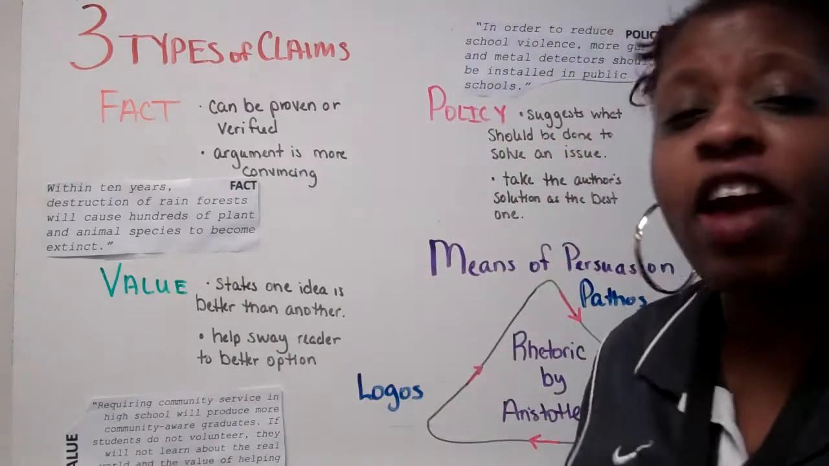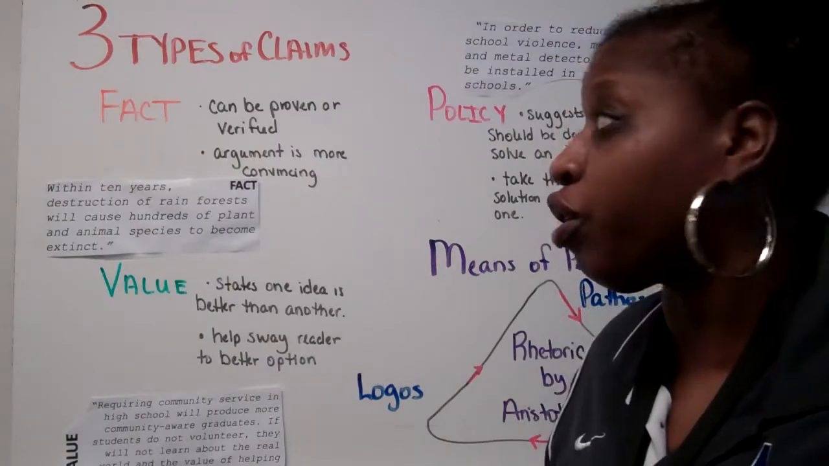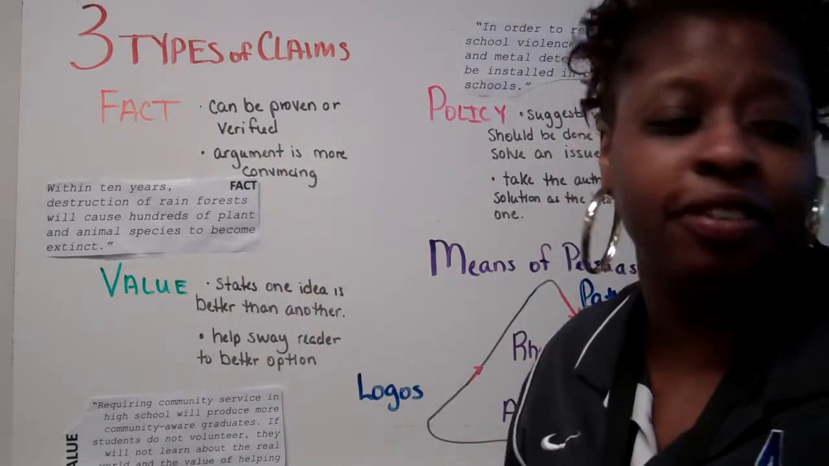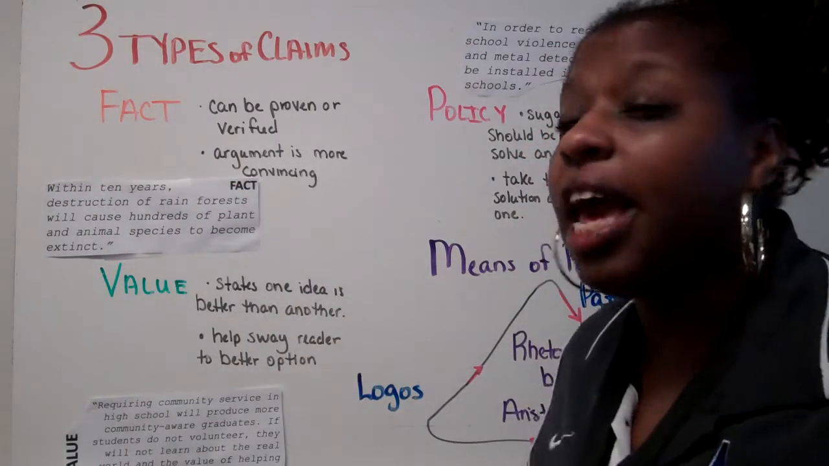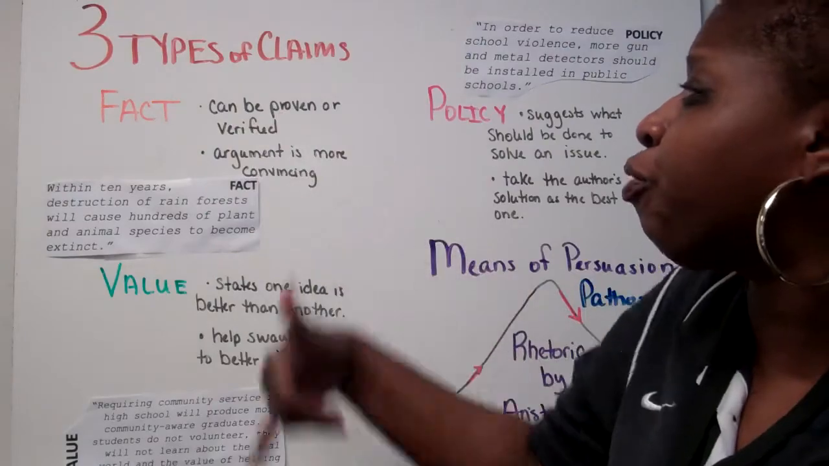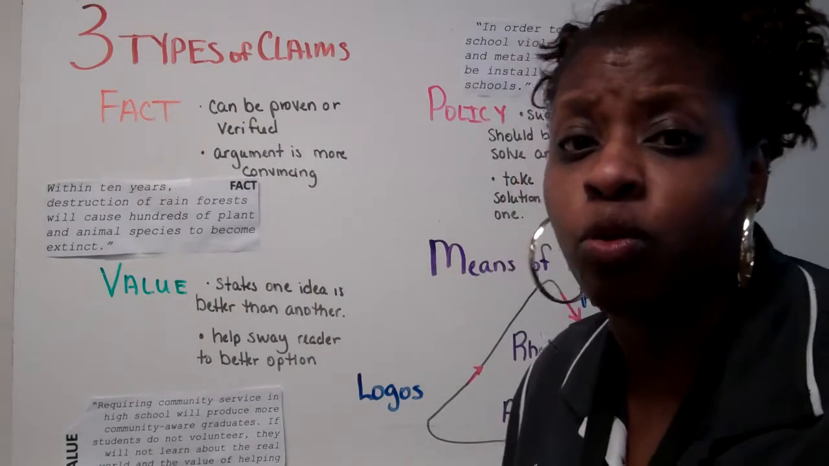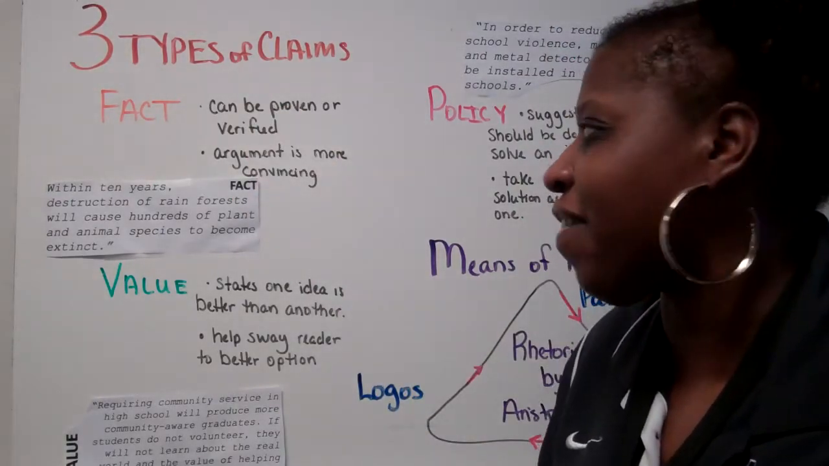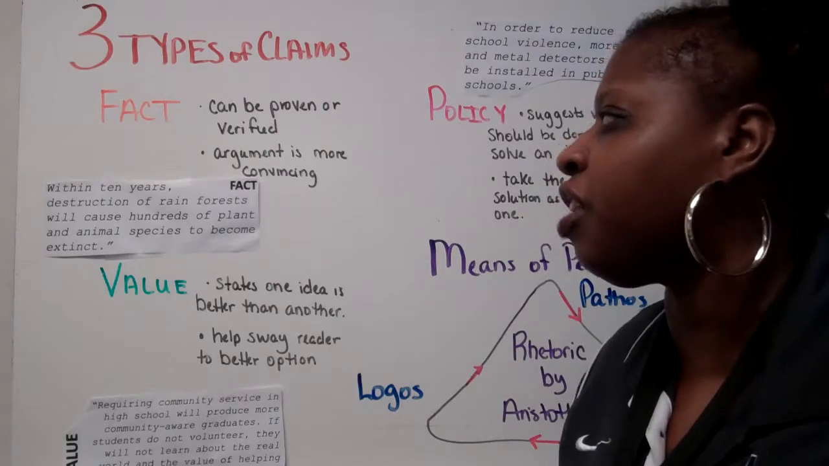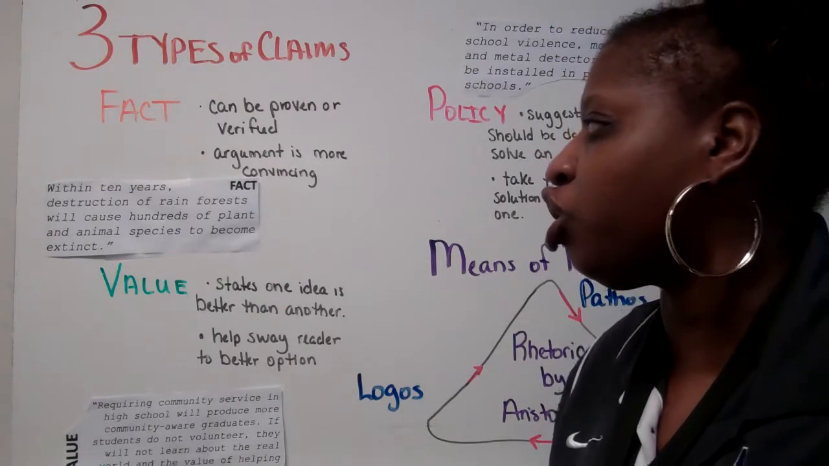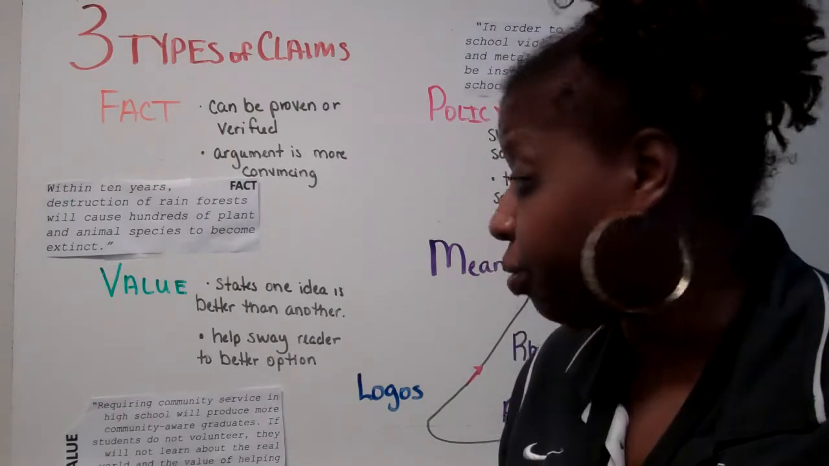Now, once you have your issue, it's time for you to start building your argument or claim. To do that, there are 3 types of claims that you can take. You can have the claim of fact. A claim of fact is a claim that can be proven or verified. And your argument is more convincing because the facts you're giving the reader can be proven or verified. For example, within 10 years, destruction of rainforests will cause hundreds of plant and animal species to become extinct. That's something that we can verify to see if it's actually true.